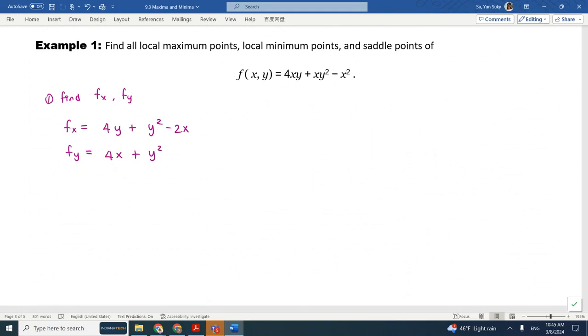Yeah, that's it. Right, everybody? The first step, we find fx, fy. The second step, we find the critical point. The critical point means set them equal to 0.